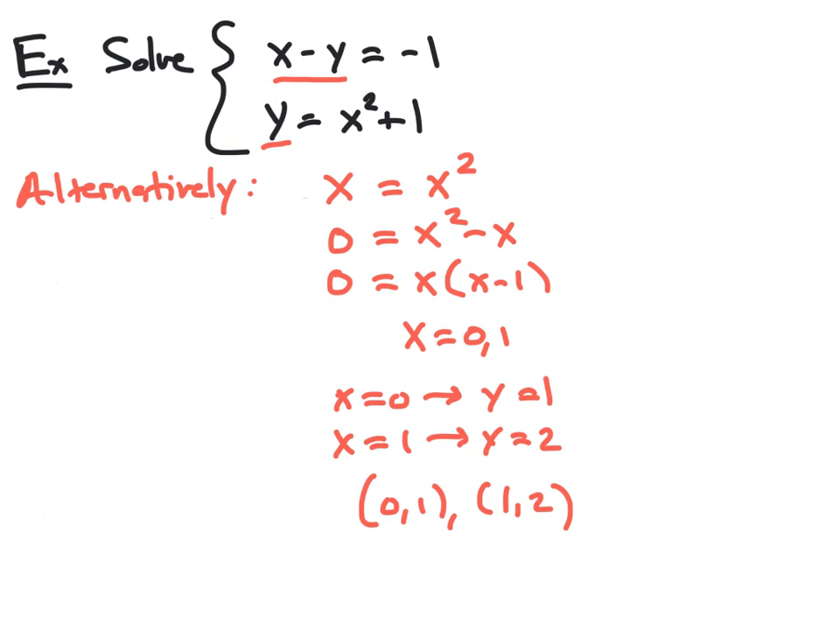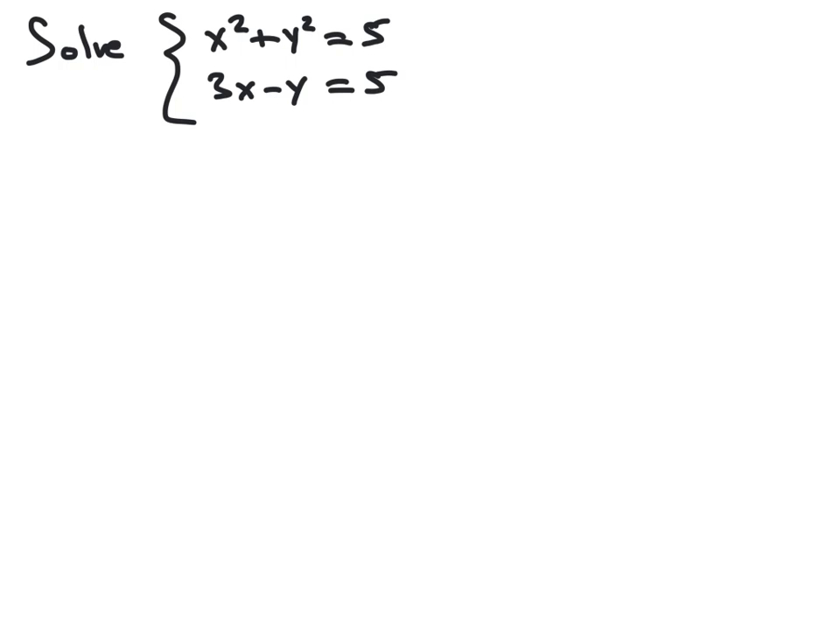This is sometimes the case for systems of nonlinear equations, but sometimes there are cases where only one of the approaches will yield a usable solution. For our second example, let's consider the system x squared plus y squared equals 5 and 3x minus y equals 5. Note that the first equation is not linear. In this case, it's actually a circle, while the second equation, 3x minus y equals 5, is a linear equation.